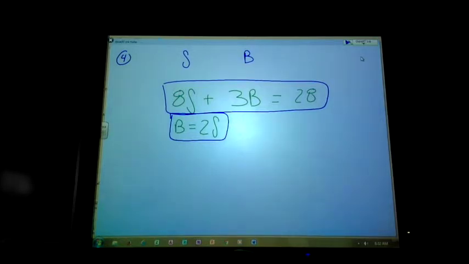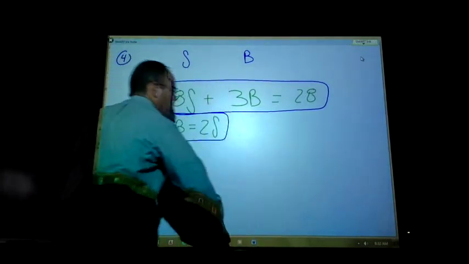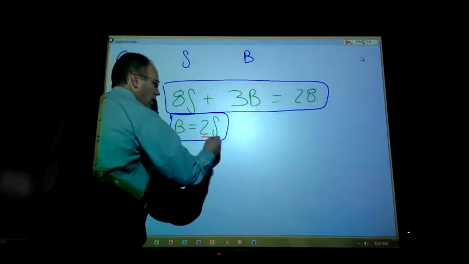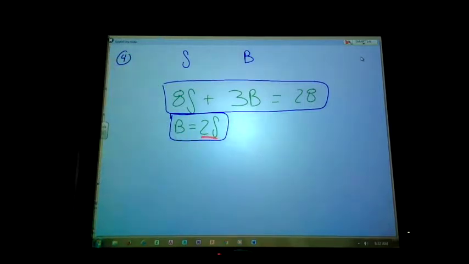So now I have 2 different equations. I have the top one, 8s plus 3b equals 28, and the bottom one, b equals 2s. What do you think I should do with this in relationship to the top equation? Would you have to put it in with the 8s?